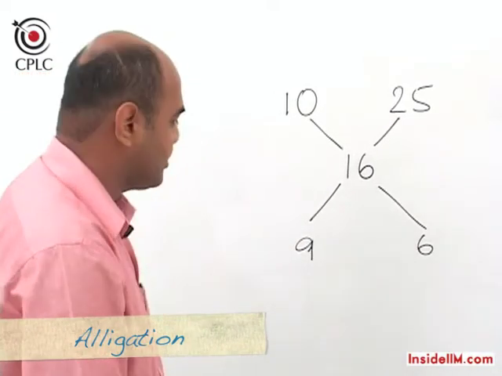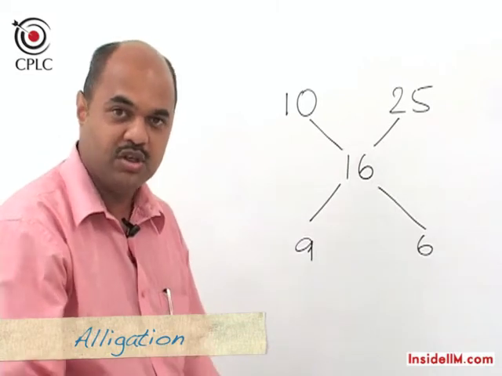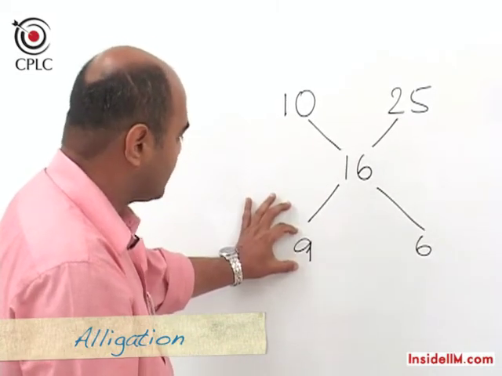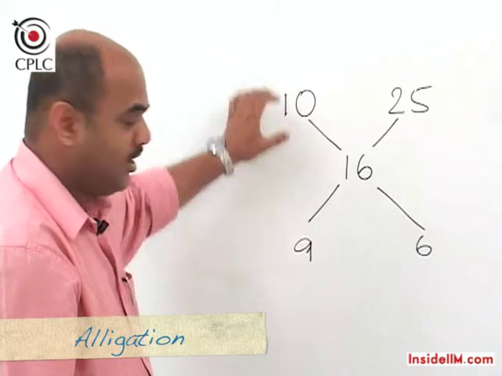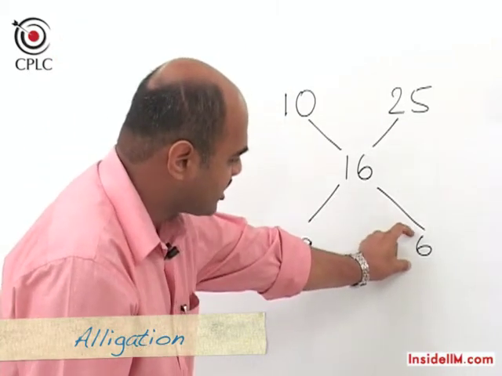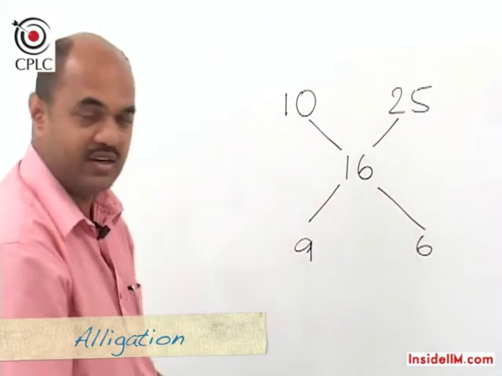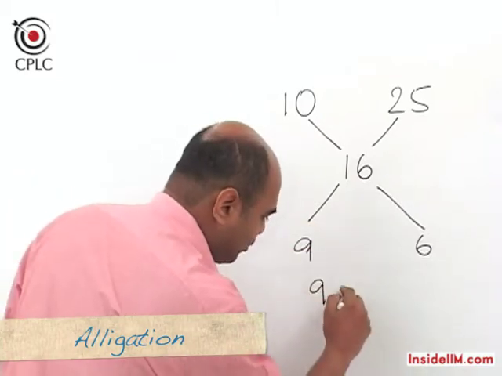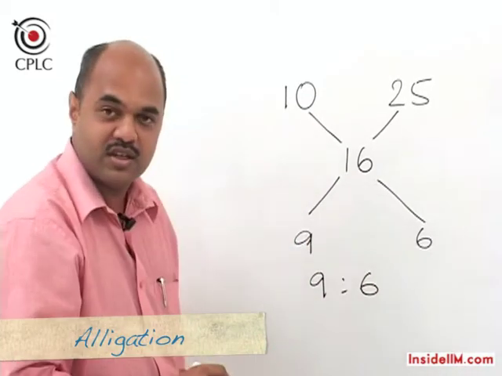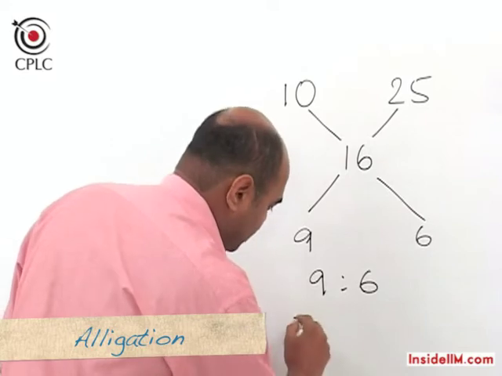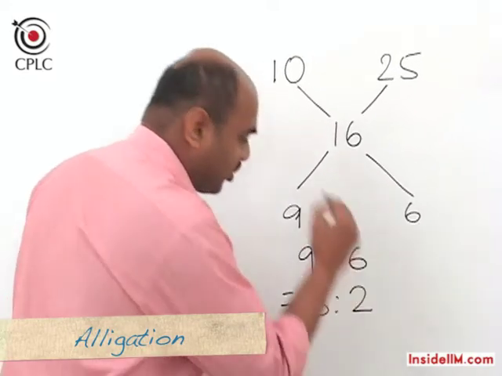It simply means that in the final mixture, you should have 9 parts of the 10 rupee variety corresponding to the 6 parts of the 25 rupee variety. Hence, the ratio in which they should be mixed is nothing but 9:6, which can be simplified to 3:2.